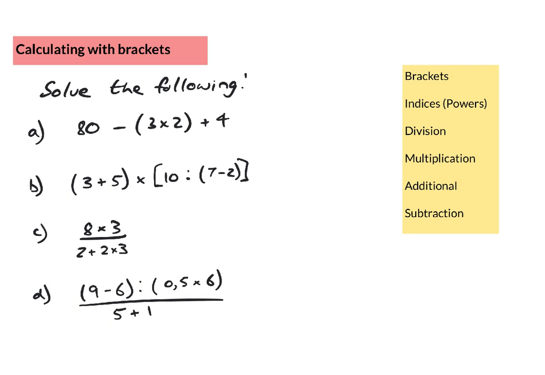So first, let's look at calculating with brackets. Now, you should know your order of operations by now. We do them in the following order. You can see on the box on the right here, any brackets we do first. Then we do indices, which are also known as powers. Then division and multiplication. These are interchangeable, so if you can do division or multiplication next, we normally go from left to right. And addition and subtraction are the last ones, but again, you can swap the order, we just normally go from left to right.